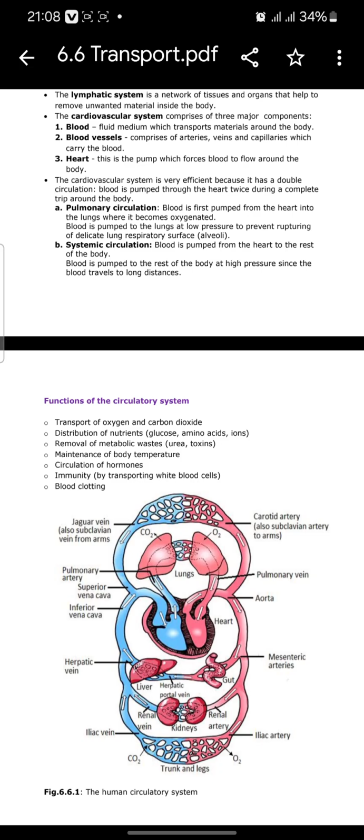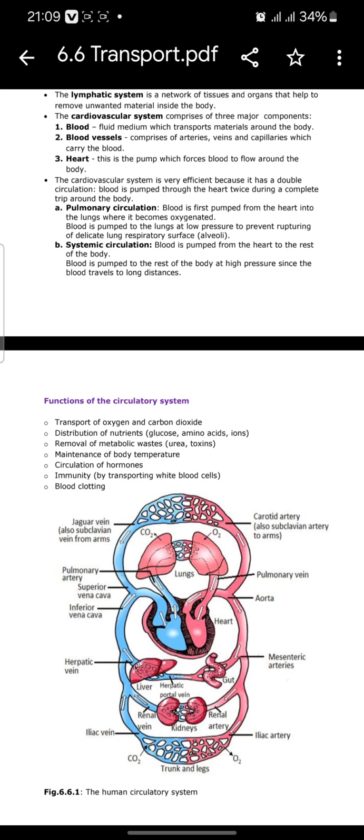Oxygen is distributed to the rest of the body, where it is used for respiration, and respiration is the process that releases energy, right? So it requires oxygen, which is delivered by the circulatory system. Then carbon dioxide is a waste product of respiration, and it should not be kept in the body because it is toxic, so we should get rid of it. It is also carried by the blood, right? That's number one, transport of oxygen and carbon dioxide.